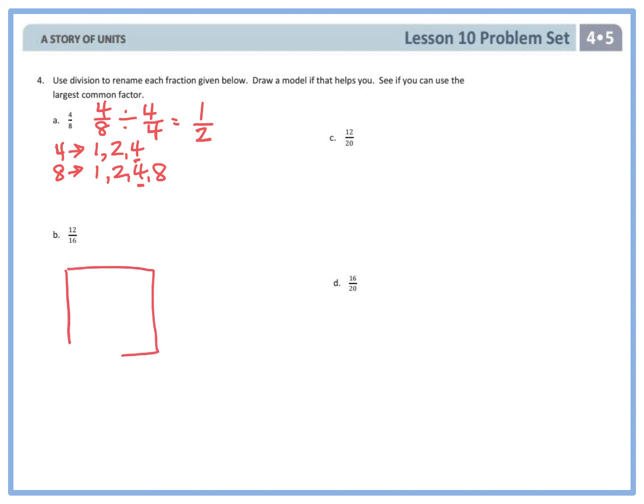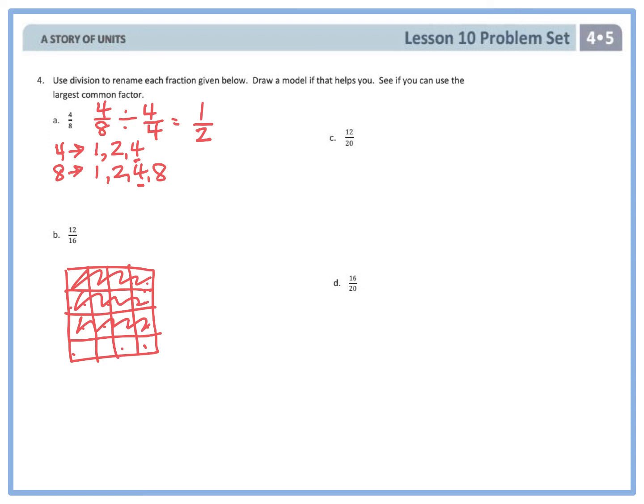So it's 16. So I know that I need to draw 4 by 4. So I've got 1, 2, 3, 4, 5, 6, 7, 8, 9, 10, 11, 12, 13, 14, 15, 16. I've got 16. I'm going to shade 12 of those. 1, 2, 3, 4, 5, 6, 7, 8, 9, 10, 11, 12.